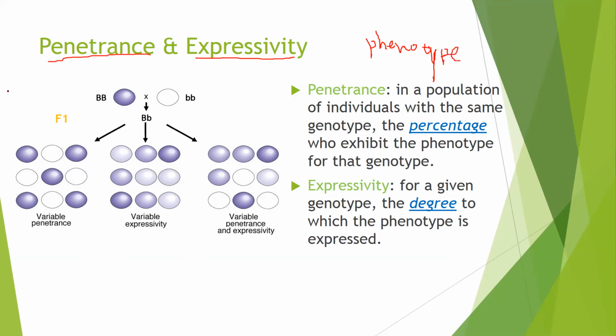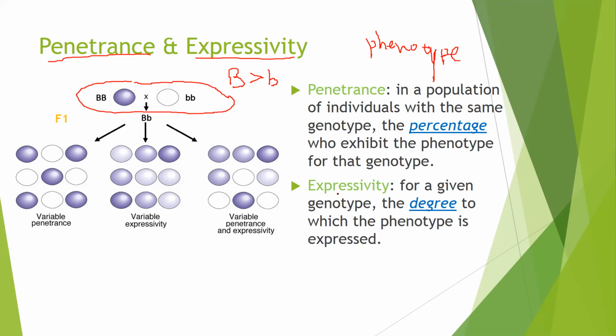we need to talk about the penetrance and the expressivity. All right. So what do these two concepts mean? Let's look at this. This is a classical experiment, just like Mr. Mendel did, right? We have one gene and one phenotype, and this is a simple model. We only have two alleles for this gene. The big B is dominant in relation to the lowercase b, all right?